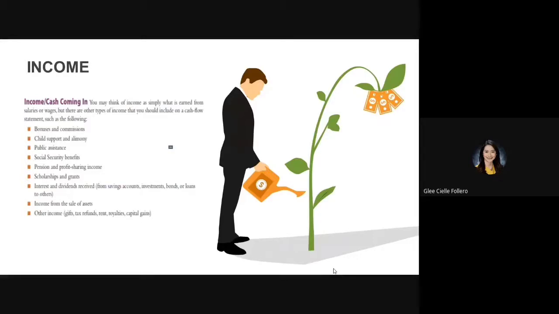Some of those are bonuses and commissions. When you work for a company, usually may mga bonus yan aside from your monthly salary. Then we have public assistance. Ito yung support that you are getting from the government. And then the social security benefits, pension if you are a retired employee, scholarship and grants for students like you, and interest and dividends received kung meron kayong mga investments like bonds and stocks, income from the sale of assets. Ito yung if you have properties and then you sell that properties, yung proceeds of sale can also be your income. And then other income like gifts, rents, royalties, and capital gains.